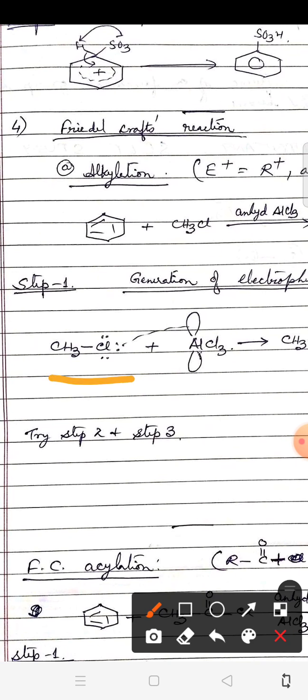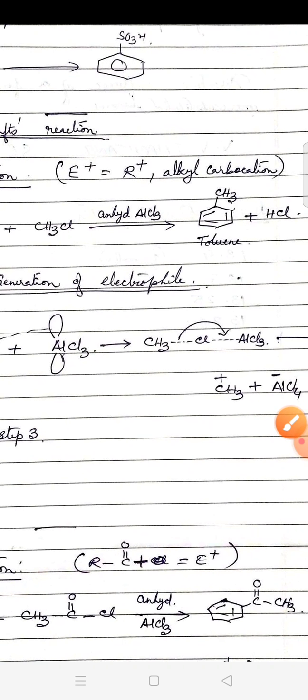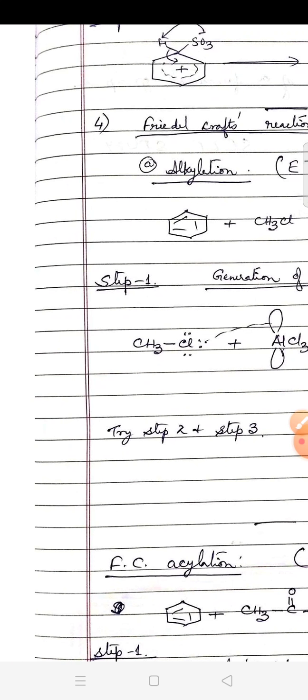The sp2 hybridized AlCl3 has an empty p orbital. It takes in the electron pair from chlorine. Then the CH3-Cl bond becomes partially weak, and an Al-Cl bond tends to form, and ultimately AlCl3 pulls the electron towards itself, forming CH3 plus, so the electrophile is generated. Now I have written here, try step 2 and step 3 on your own, exactly the same way as we have done before.